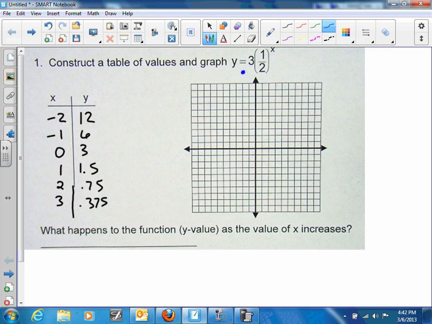-1.6, 1, 2, 3, 4, 5, 6. So right here. 0, 3, that was your starting point. Notice it's on the y-intercept. 1, 1.5 is about right here. 2, I'm sorry, nope, that was wrong. 1, 1.5 is at 1, 1.5. And then at 2, 0.75, 3, 0.375, notice it just keeps getting closer and closer to the x-axis.